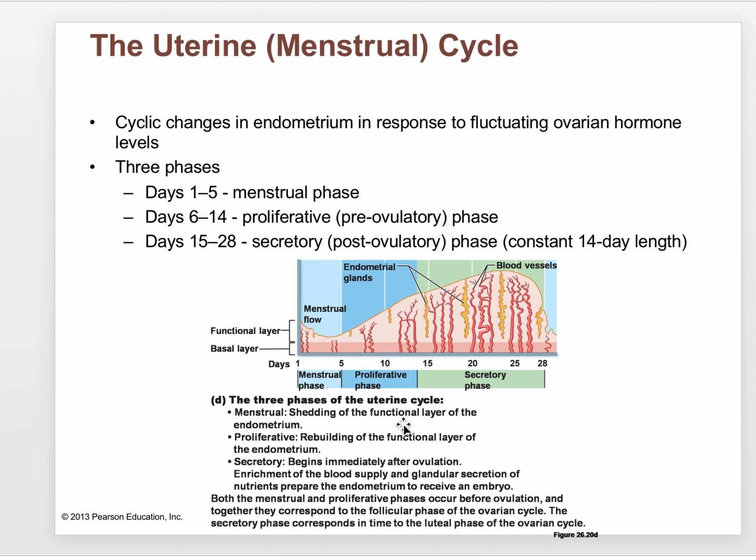The menstrual phase is when the shedding of the functional layer of the endometrium occurs. This results in the bleeding, or the period. The proliferative phase rebuilds the functional layer of the endometrium. The secretory phase begins immediately after ovulation. Enrichment of the blood supply and glandular secretion of nutrients prepares the endometrium to receive an embryo.